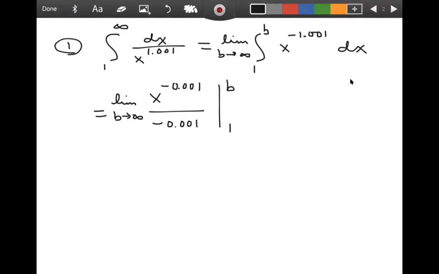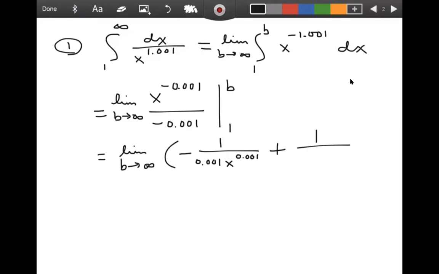All right, so we have the limit as b approaches infinity of negative 1 over 0.001 x to the 0.001, bringing it downstairs because I think that limit will be easier to think about, minus negative 1 over 0.001 times 1 to the power 0.001.